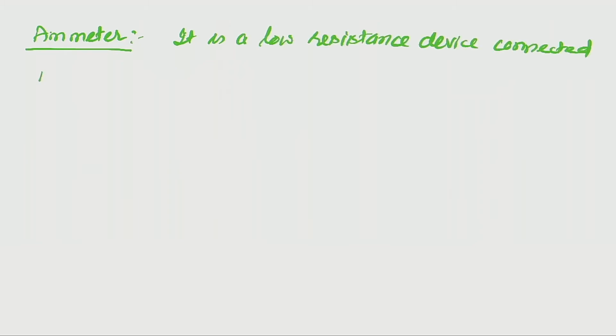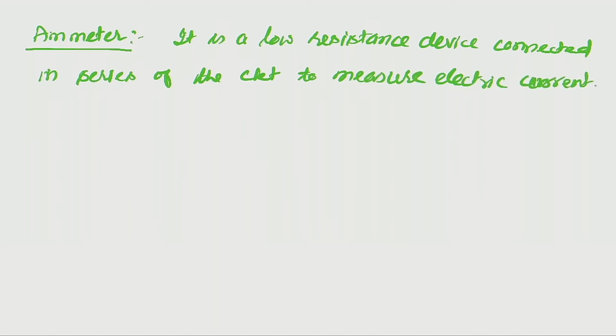Now let's discuss the ammeter. It is a low resistance device connected in series in the circuit to measure electric current. So always keep in mind, this is a device which is used to measure current. Now, how is this made?